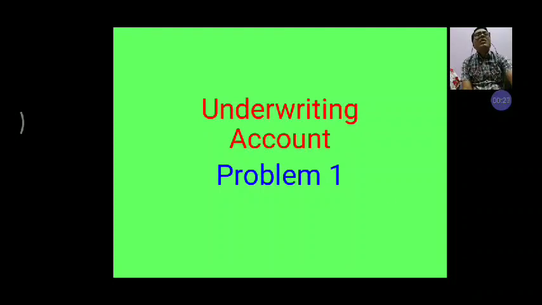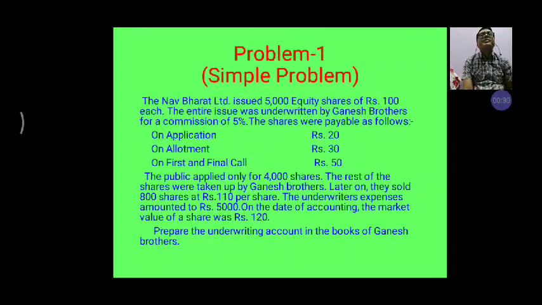So, first problem start. We start a very simple problem. The Nav Bharat Limited issued 5,000 equity shares of rupees 100 each. The entire issue was underwritten by Ganesh Brothers for a commission of 5%. The shares were payable as follows: on application rupees 20, on allotment rupees 30, on first and final call rupees 50. The public applied only for 4,000 shares. The rest of the shares were taken up by Ganesh Brothers.